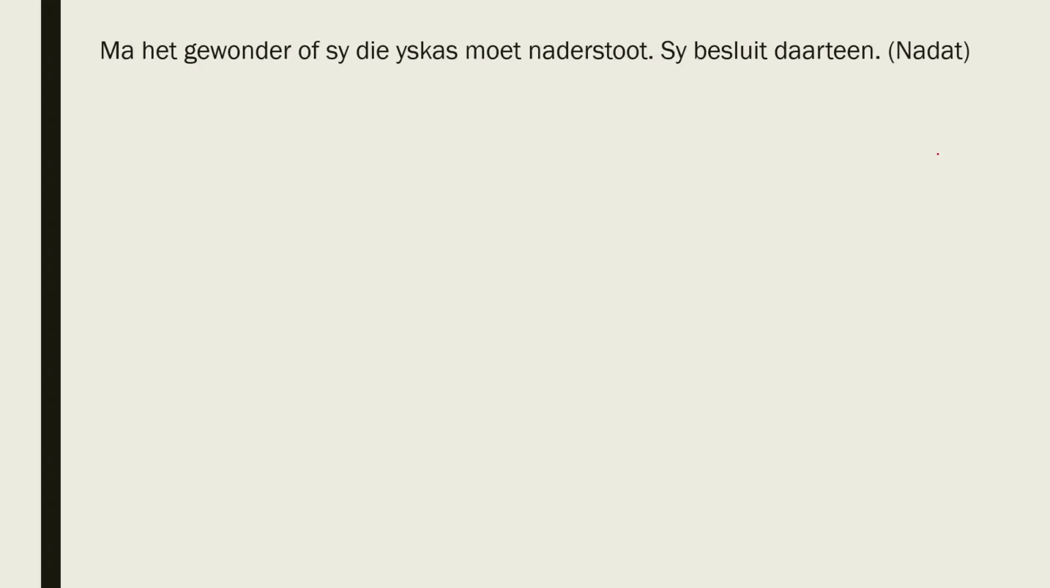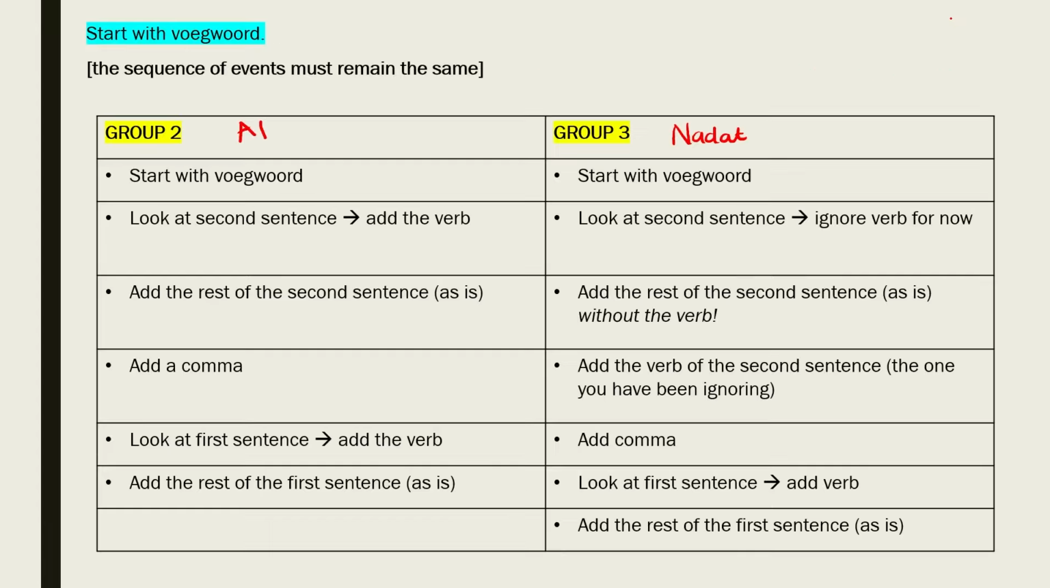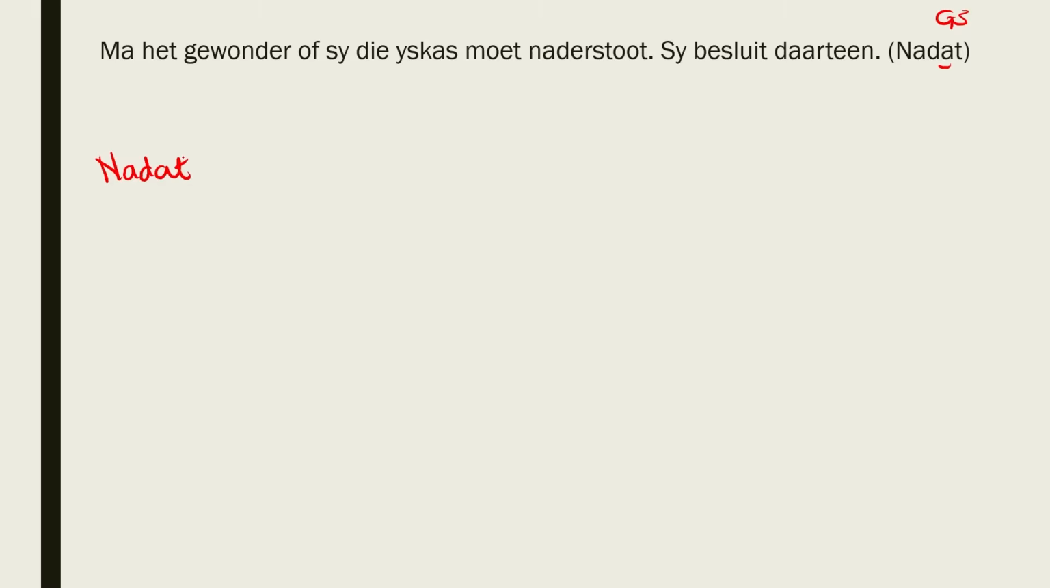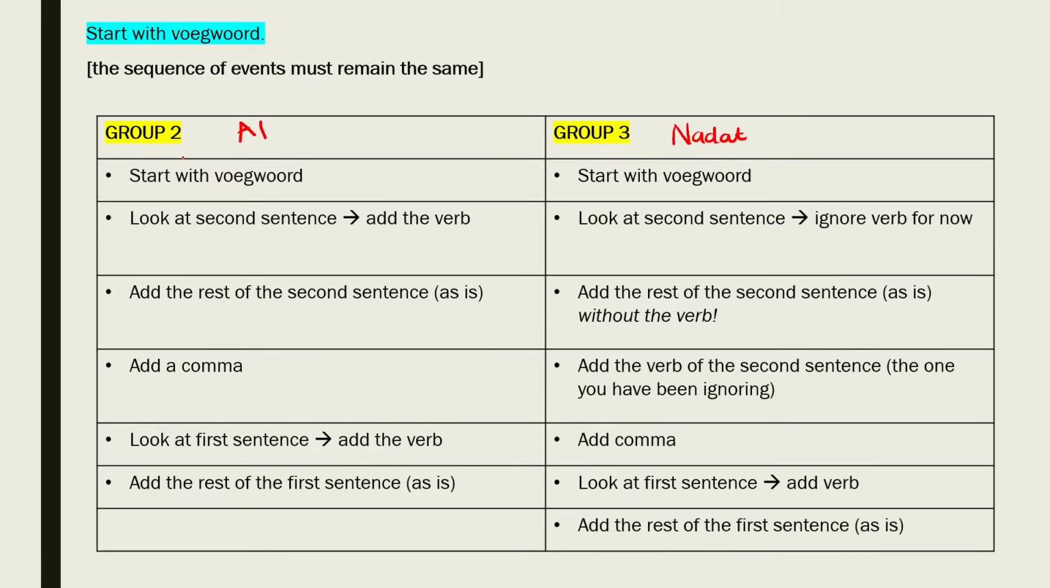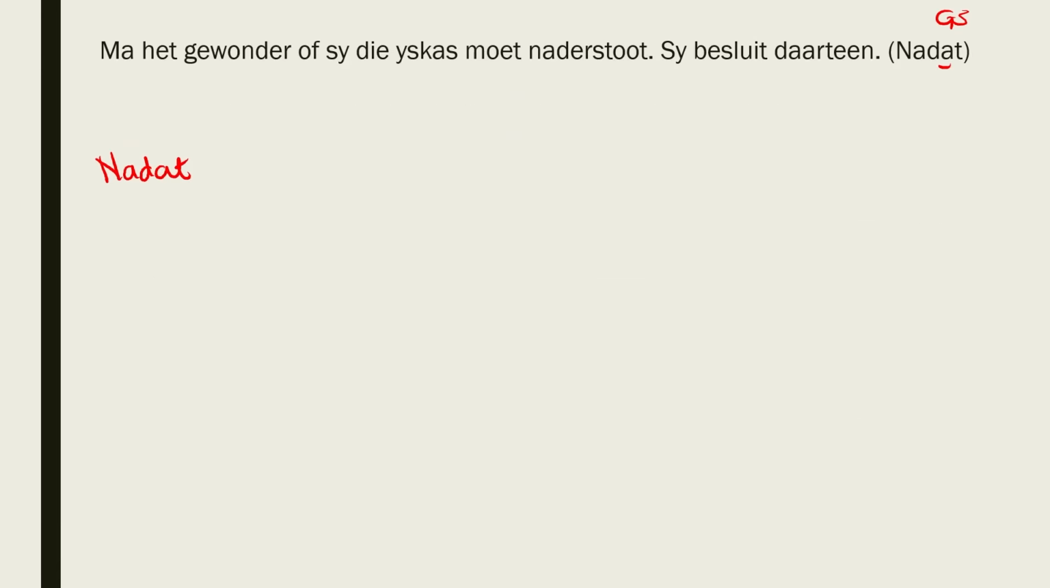Let's look at a group 3 one. So we have nadat. Remember the dots is group 3. So what are our steps? Start with the voegwoord. So we have nadat. Look at the second sentence, and this time you ignore the verb. Right? So we ignore the verb. What is our verb? Say besluit daarteen. Our verb is besluit. So what I'm going to do is temporarily exclude it. I'm going to ignore it.